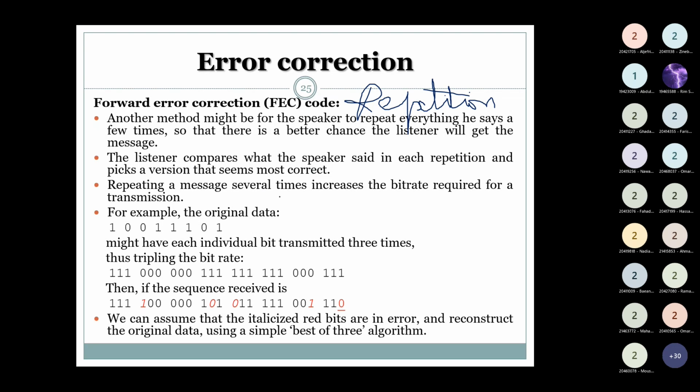Repeating a message several times increases the bit rate required for a transmission. For example, the original data will be 100111101. Let each individual bit be transmitted 3 times. So it will be 111 000 000 111 111 111 000 111.